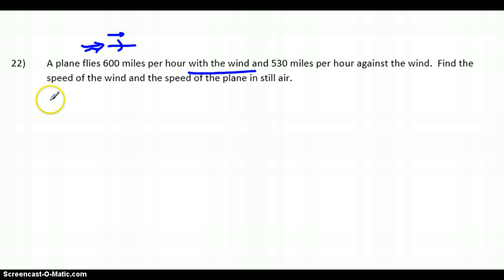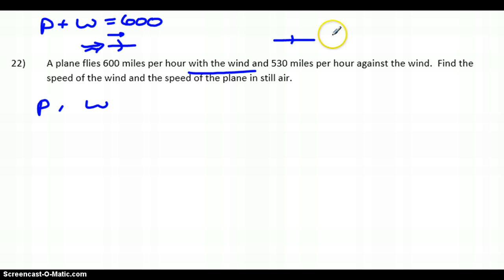Let's let our variables in this one be P for plane, the speed of the plane, and W for the speed of the wind. So in this case, when I'm going 600 miles per hour, the wind speed is pushing on the plane speed. So the plane speed plus the wind speed is 600. Now in the other case, 530 miles per hour, that's against the wind. So we've got our plane flying this way, and the wind is pushing against it, so it's going to slow the plane down a little.